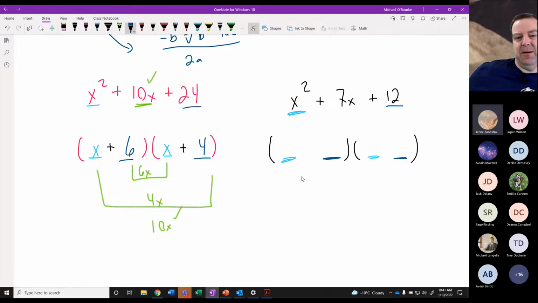Sam says 3 and 4. Brooke, yes. 3 and 4. Perfect. So x and x, and 3 and 4, and they're going to be adding. Perfect.